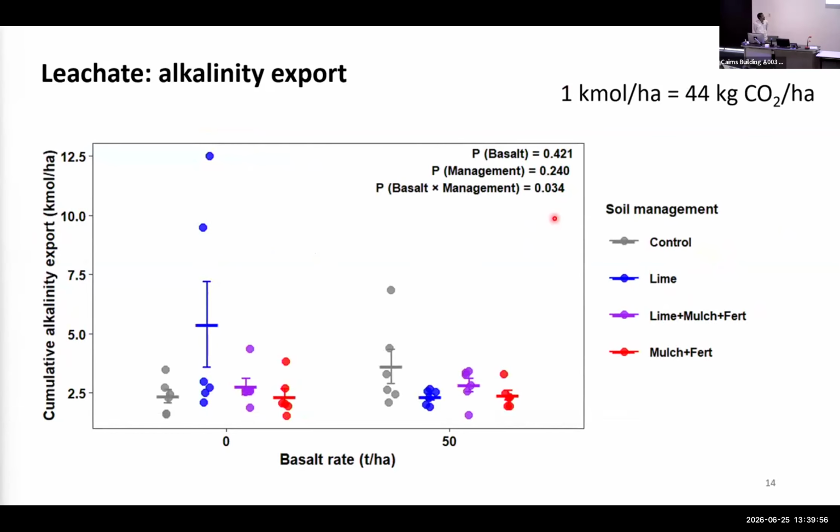This is the leachate. We collected leachate from 15 leachate events. We did cumulative alkalinity export. As we know, alkalinity export is the measure of CDR, and we reported in kilomole per hectare, and 1 kilomole per hectare is equivalent to 44 kilogram of carbon dioxide per hectare. There was no basalt and management effect on alkalinity export. But there is a statistical interaction effect due to the application of lime with zero basalt application.